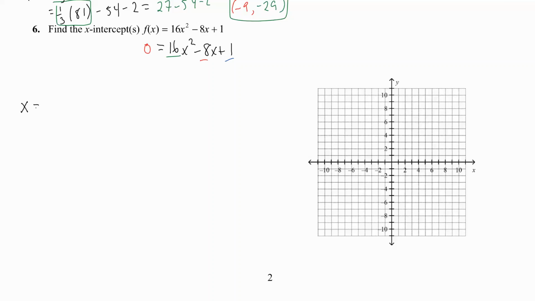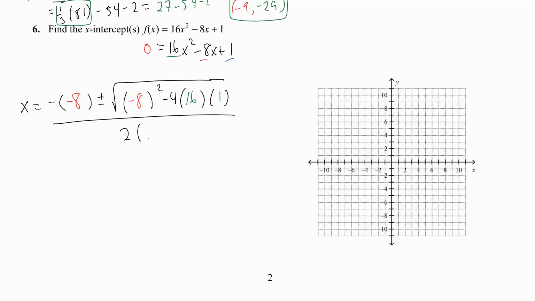So x equals negative 1 times b. So the b value is negative 8 plus or minus the square root of b squared. So b again is negative 8 minus 4 times a. A is 16 times c, which is 1. All divided by 2 times the a value, and again that a value is 16. All right, from there all we have to do is simplify.